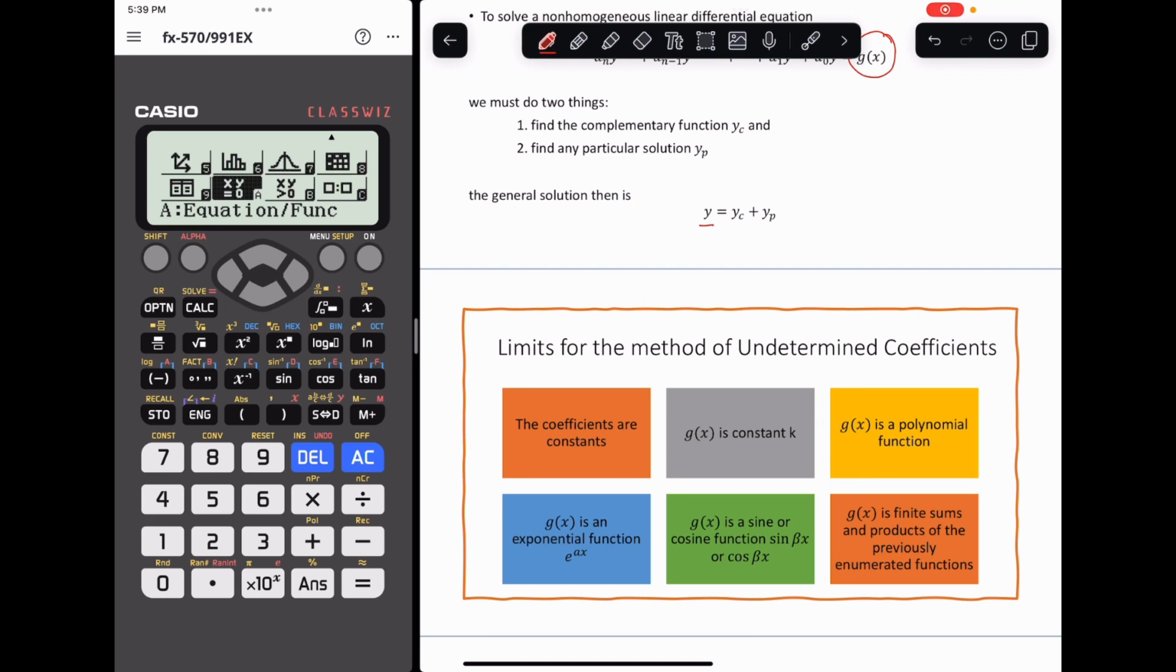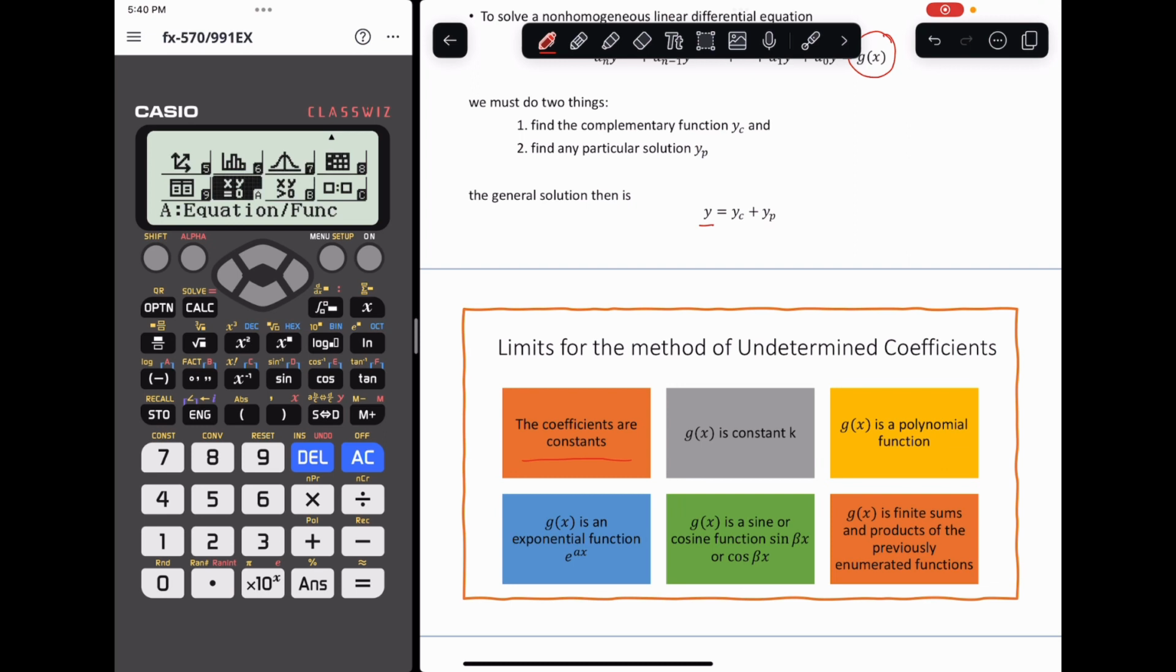The first consideration is that the coefficients are all constants. That means we can only solve constant coefficient equations. We cannot solve variable coefficient equations using this method. At the same time, g of x is limited to certain functions. First, g of x could be any constant. g of x could also be a polynomial function or an algebraic function. So a polynomial function or a constant is possible for undetermined coefficients.